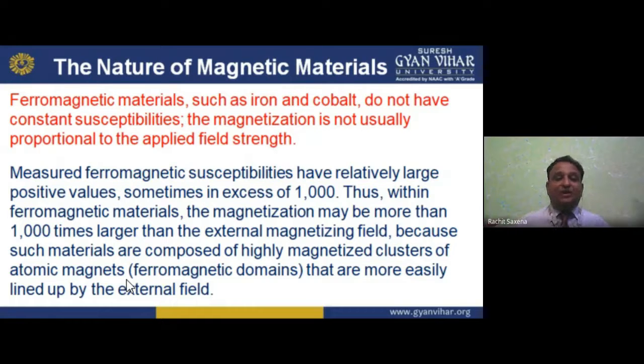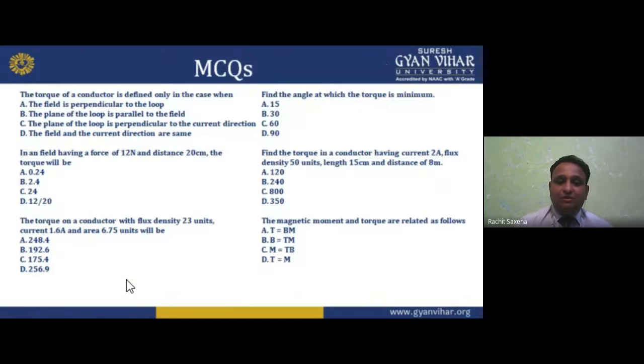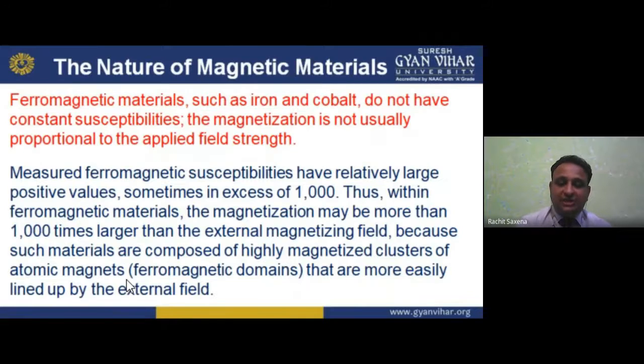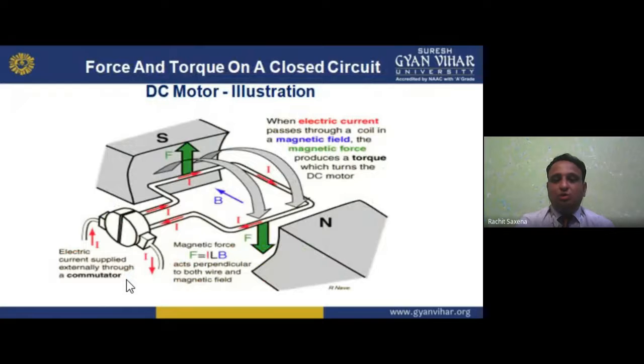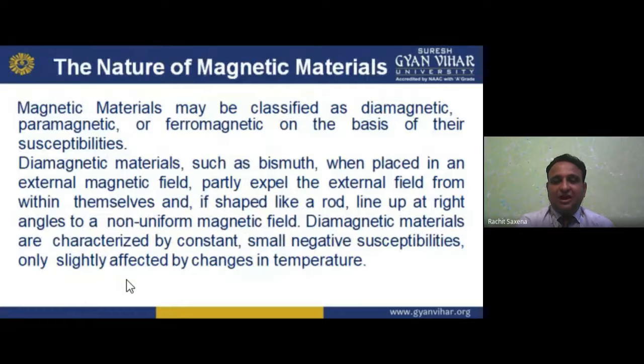So these are ferromagnetic domains. I already told you they are not aligned, but if we apply some field, they get aligned and give saturation magnetization. They are very easily lined up by the external field. I hope you understand the nature of the magnetic field. This is the one thing, force and torque on a closed circuit, and how force occurs.